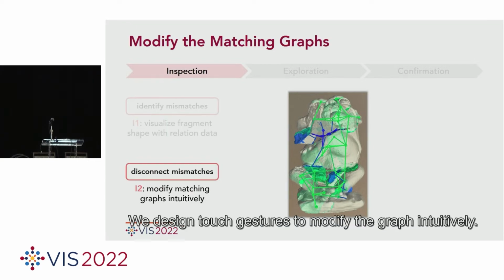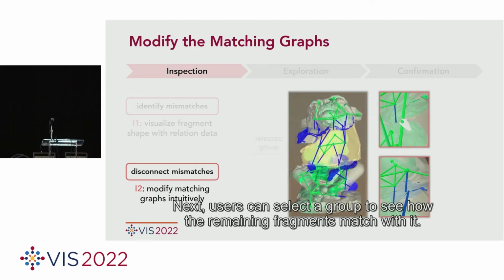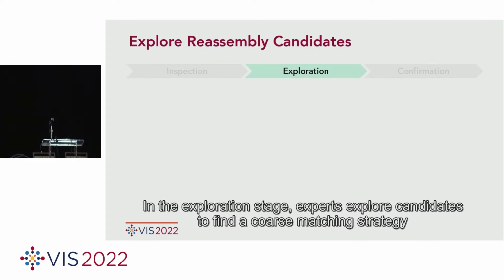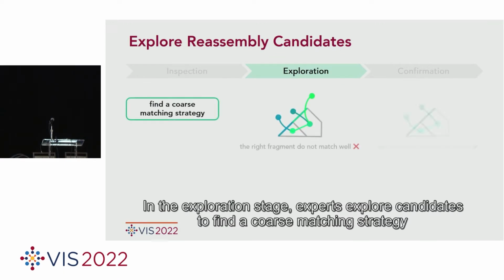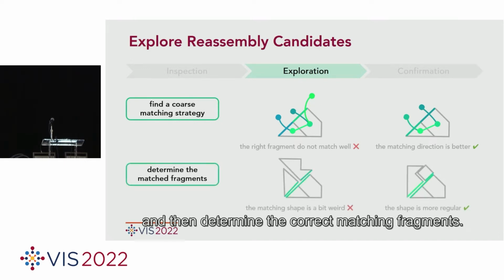Gesture to modify the graph intuitively. The touched edges will be disconnected, and the object will be divided into several groups. Next, the user can select a group to see how the remaining fragments match with it. In the exploration stage, experts explore candidates to find the coarse matching strategy and then determine the correct matching fragments.